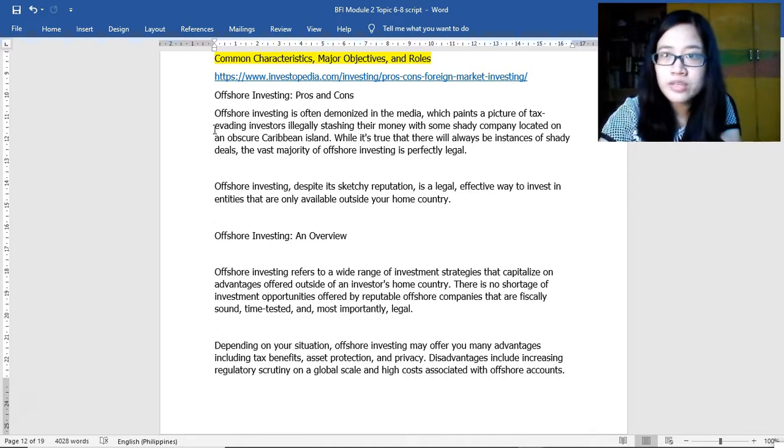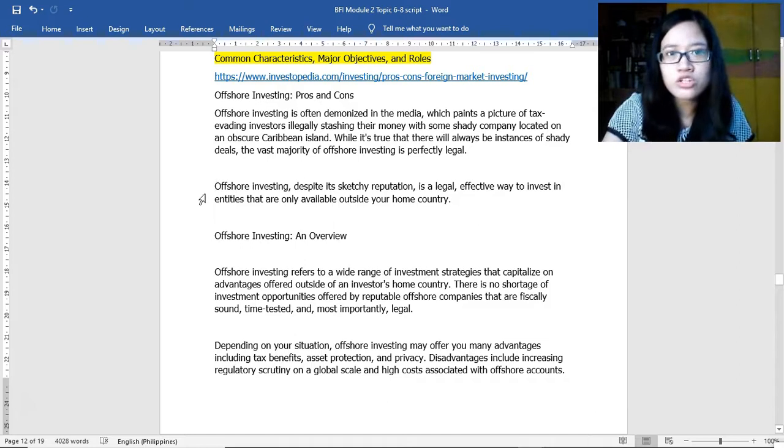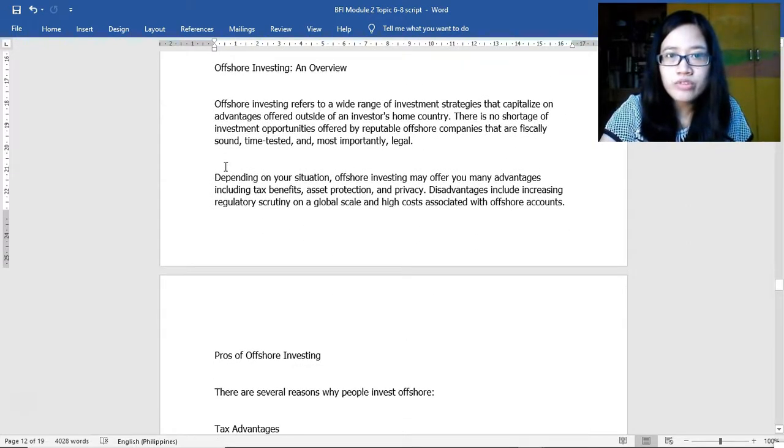While it's true that there will always be instances of shady deals, the vast majority of offshore investing is perfectly legal. Basically, they operate within the law, within the regulation, so it's just that they could be taken advantage of by some individuals or organizations who get the best out of engaging in offshore transactions. Offshore investing, despite its sketchy reputation, is a legal, effective way to invest in entities that are only available outside your home country. So, overview: it refers to a wide range of investment strategies that capitalize on advantages offered outside of an investor's home country.